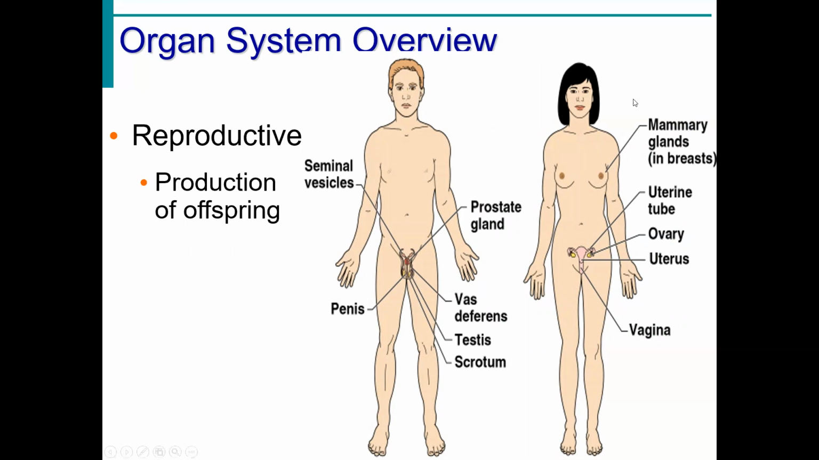Let's start over here with the female anatomy. We've got these mammary glands over here in our breast. These are going to be quite essential for breastfeeding, for mom down to the offspring. We've got the uterine tubes, ovaries, uterus, and the vagina. It's all going to be quite essential for bearing a child and giving birth to the child.